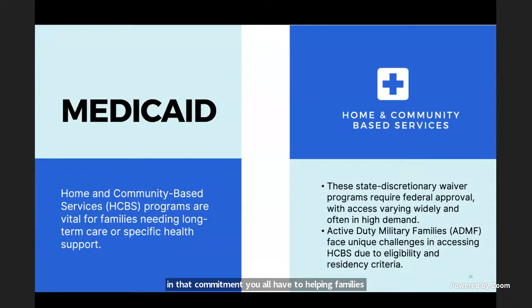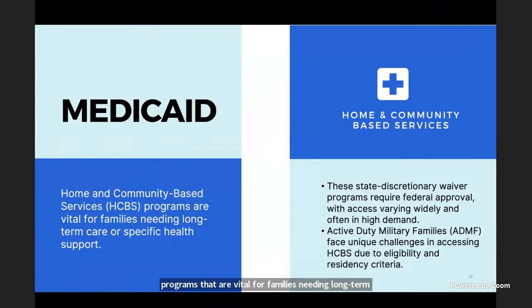Okay, so just a little bit more about Medicaid basics. And again, this kind of summarizes what I was just talking about. But oftentimes in our work, in your work, I should say, we think about Medicaid in terms of home and community-based services. And these are programs that are vital for families needing long-term care or specific health support for family members who have special care needs.